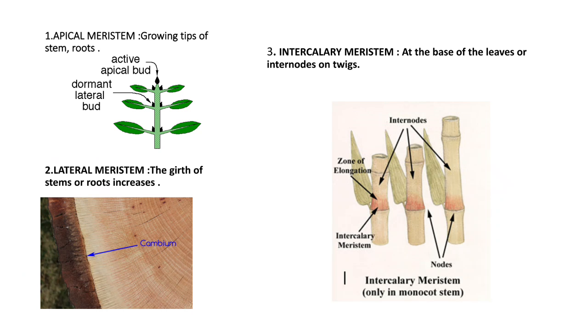age of the plant. And the third diagram shows intercalary meristem at the base of the leaves or the internodes of a twig. Between two nodes, that is internode. Node is the place from where a leaf grows. So elongation of the internode is because of division in intercalary meristem.